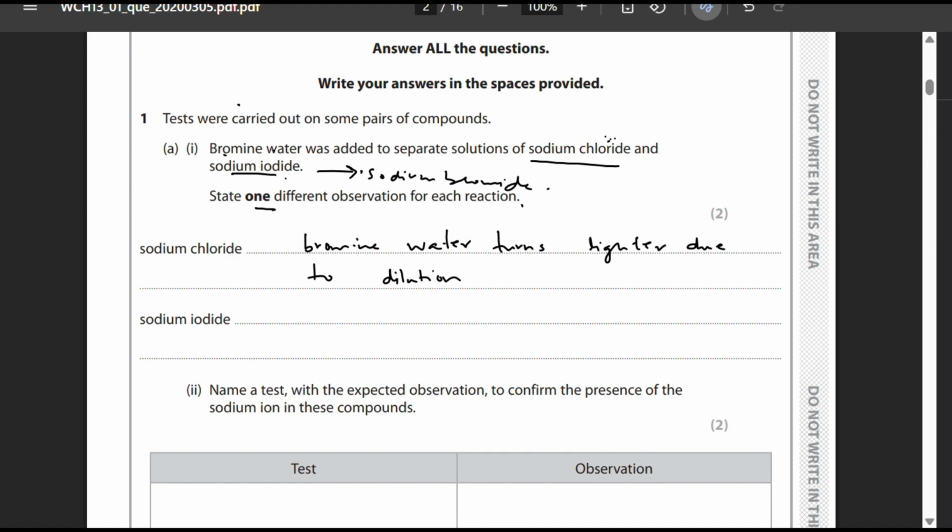Now with sodium iodide, what will happen? The bromine will replace iodine from its compound, and as a result the iodine will be left behind and the solution will turn darker brown and a black or gray solid forms.